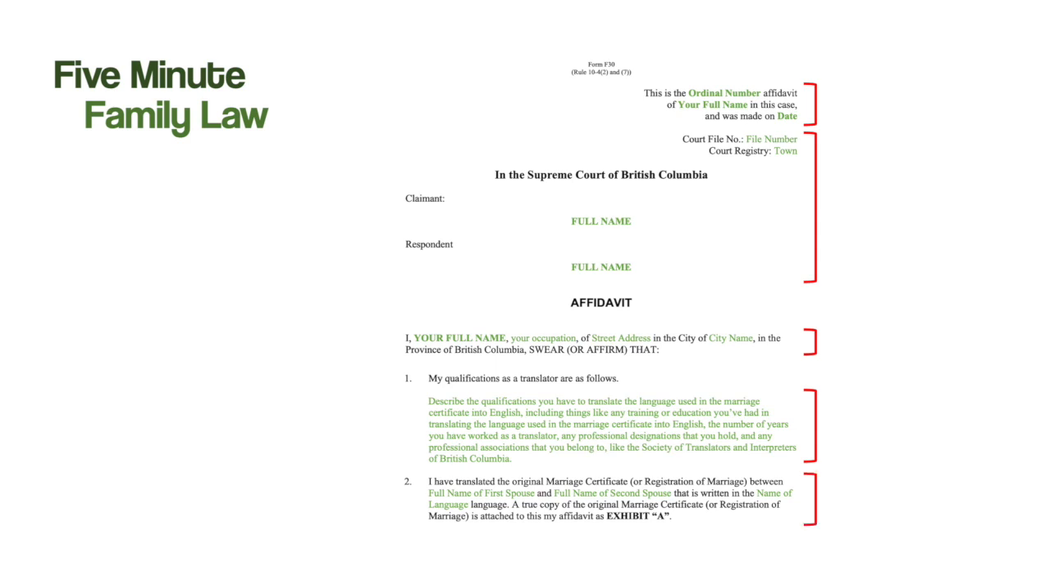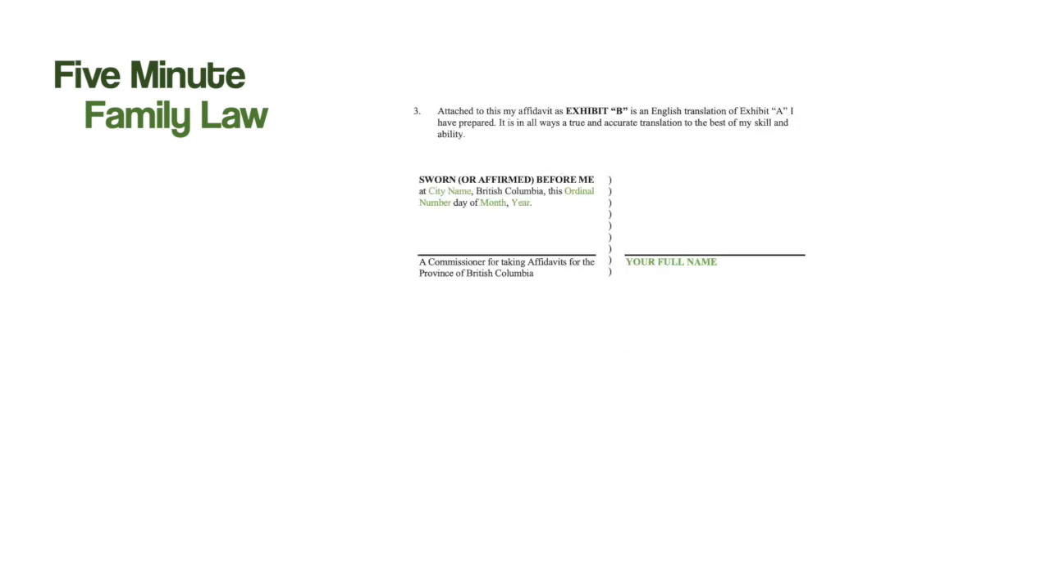Then, in that second paragraph at the bottom of the page, you're going to say that you have translated the original marriage certificate that was in whatever language it was into English. And then you're going to attach as your first exhibit, Exhibit A, a copy of the marriage certificate that you translated.